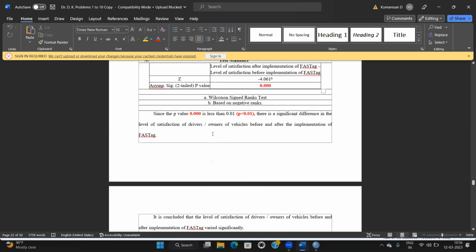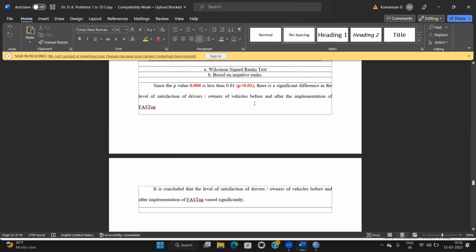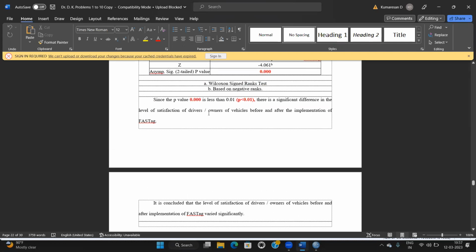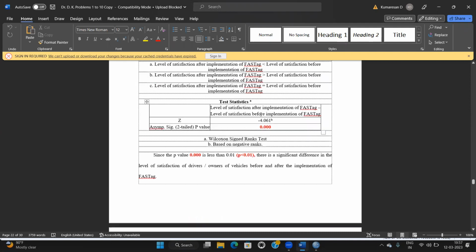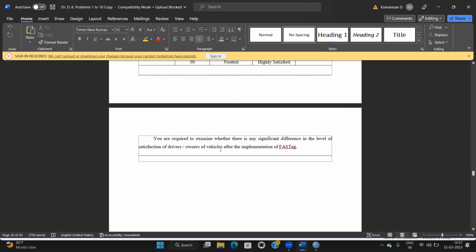So we conclude that the level of satisfaction of drivers and owners of vehicles before and after the implementation of FASTag is significantly different. But what is the question? Whether there is a significant difference in the level of satisfaction after implementation of FASTag.